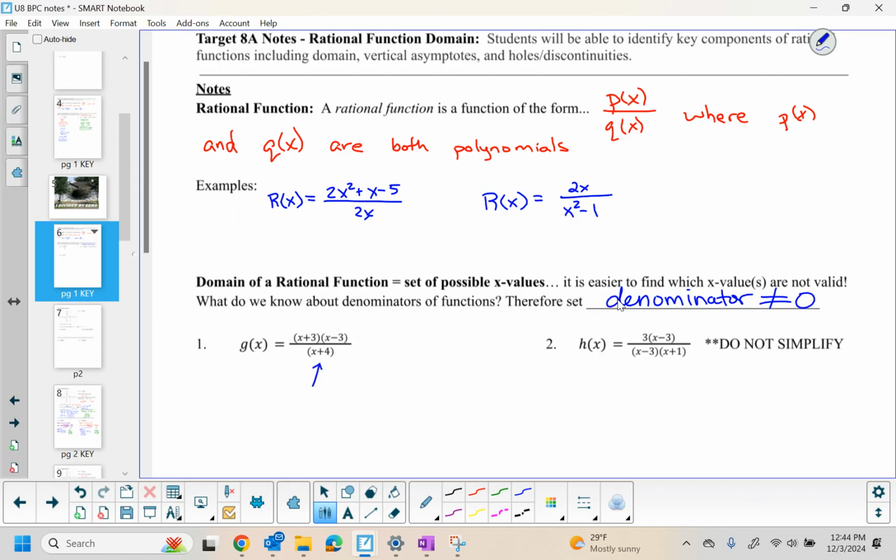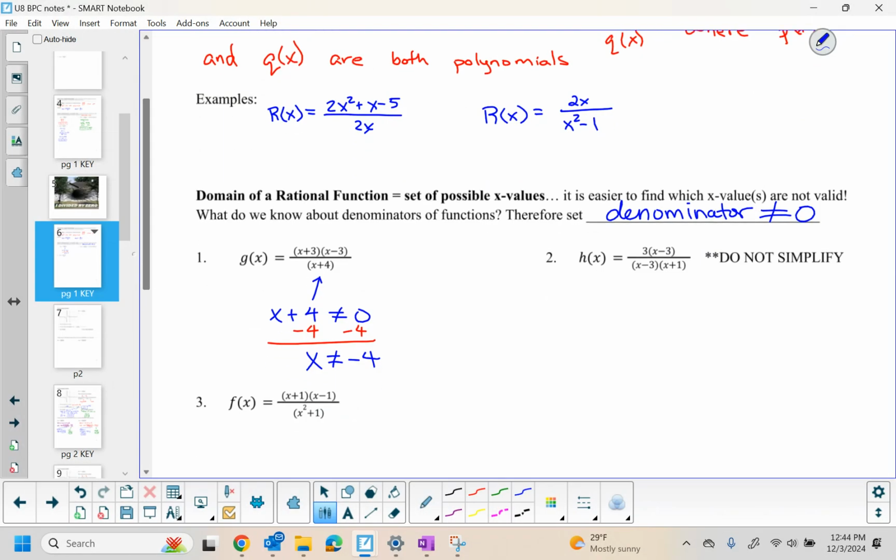So I'm going to start with, for example, x + 4 cannot equal zero. And then I can just solve it like it is an equation, except it's a non-equation. So I know that x cannot equal -4. So now when I write this as a domain, I'm going to say that my domain is x such that x is not equal to -4.